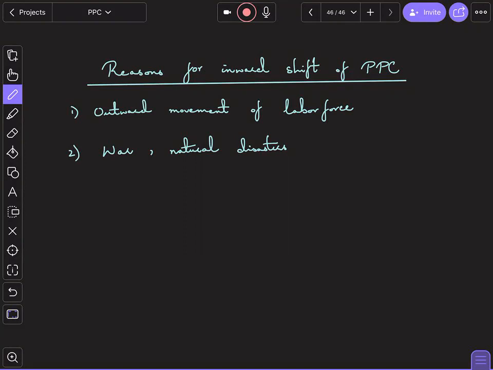Similarly, we have fall in technology, or whenever the level of technology goes down in the economy, it will adversely affect your productive potential, leading to an inward shift of the PPC.